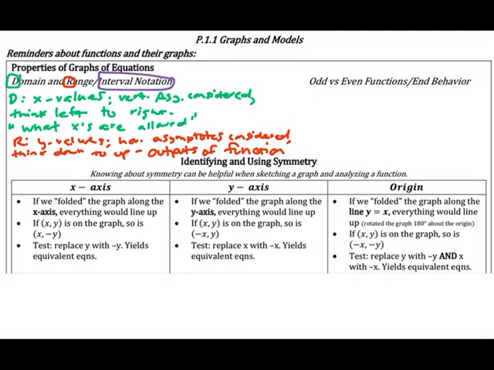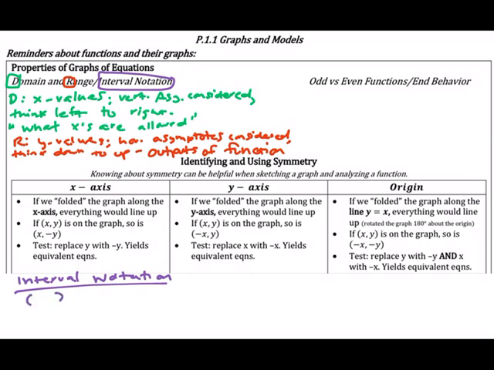Now interval notation, I'm out of space up here, so I'm going to come down here. Interval notation uses parentheses and square brackets to write the domain or range in a way that you can understand what interval it's talking about. We have seen this in some of the previous videos already, but I want to make sure that you know how to write something in interval notation.